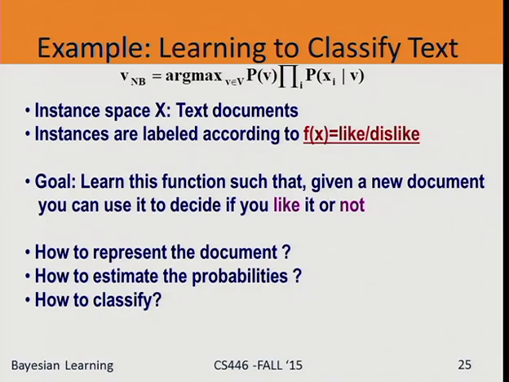So my assumption here is that my instance space is a collection of text documents. I have two labels: I like the documents or I don't like the documents. And I want to learn a function that, given a new document, labels it as I like it or I don't like it. And the question for us is how to represent a document, and as a function of this, how to estimate the probabilities, and eventually how to classify. So how should we represent documents?